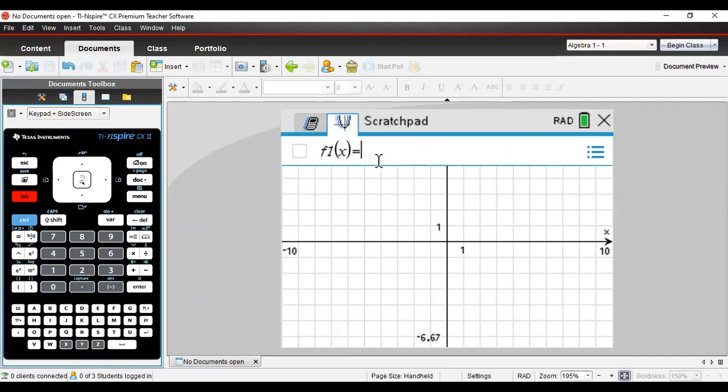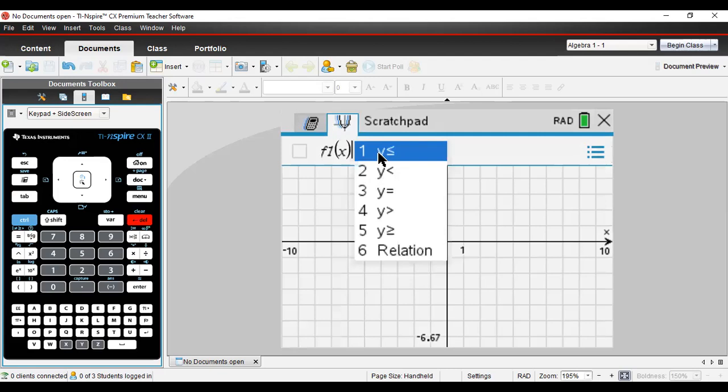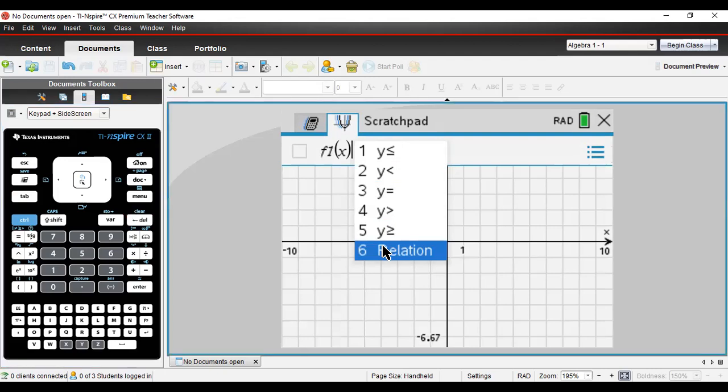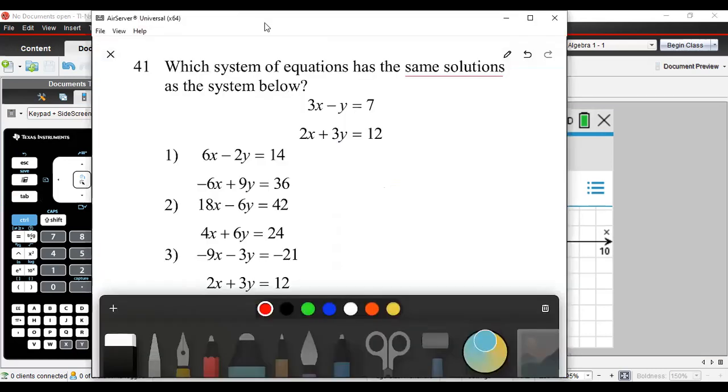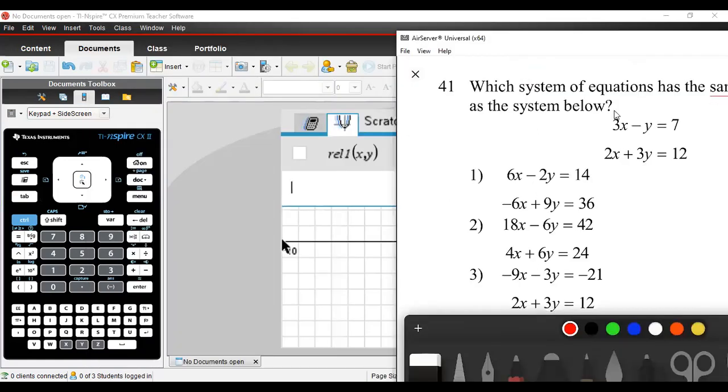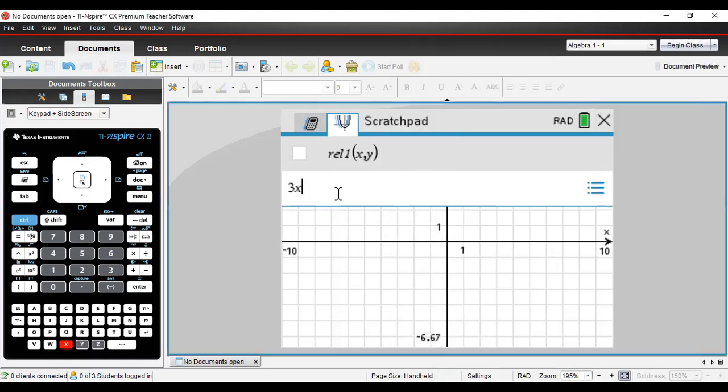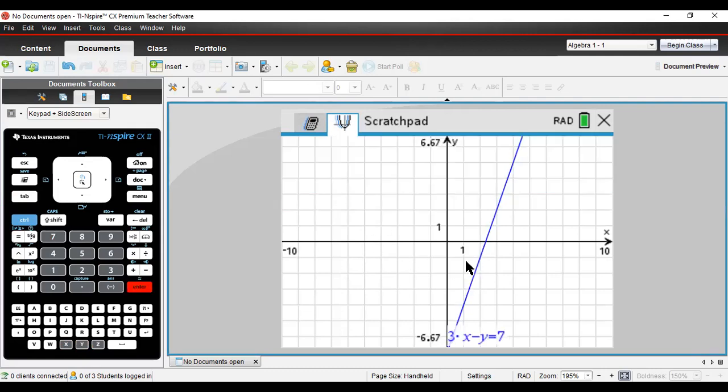So watch what I do. I just delete the equal sign. And then I'm just going to go down to option 6, which is relation. Remember the difference between function and relation. Now, I'm going to bring this up so you can see it. I'm going to enter this first equation here, 3x minus y equals 7. So I'm going to type that in, 3x minus y equals 7. And then I press enter. Boom, that's what it is. You can see it's a line.